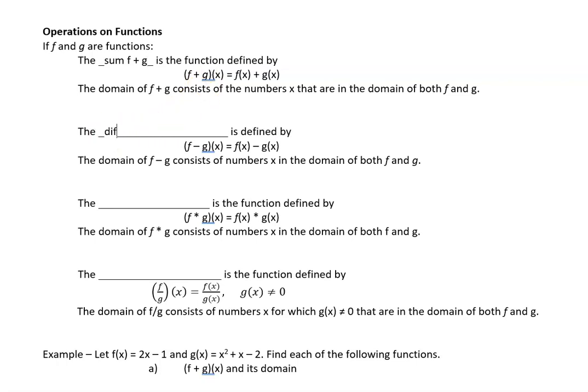The difference, f minus g, is defined by (f minus g)(x) equals f(x) minus g(x). And again, the domain of f minus g consists of numbers x in the domain of both f and g. The product f times g is the function defined by (f times g)(x) equals f(x) times g(x). And again, the domain consists of numbers x in the domain of both f and g.